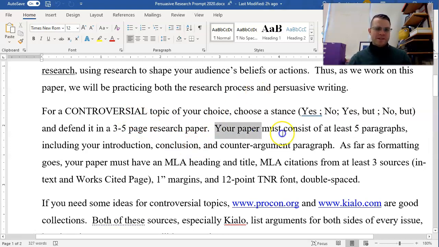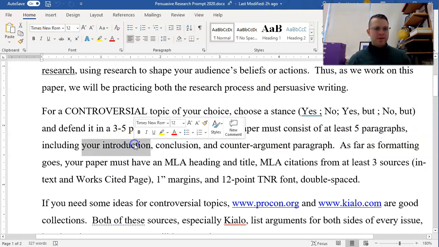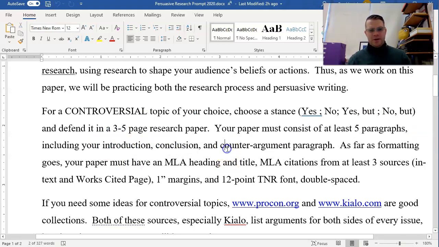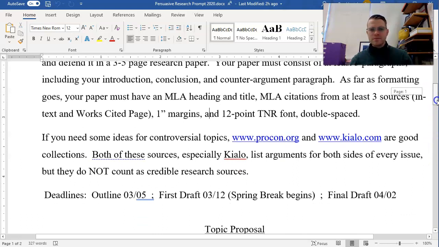I want your paper to consist of at least 5 paragraphs. If you're writing 5 paragraphs here, you're probably hitting 3 pages, no problem. That would be your introduction, your conclusion, 2 body paragraphs, and a counter-argument paragraph. More on that in a little bit. As far as formatting goes, your paper must have your normal MLA heading and title, MLA citations from at least 3 sources. We talked about citations in our last video. 1-inch margins, 12-point font, double-spaced. We already know that stuff.